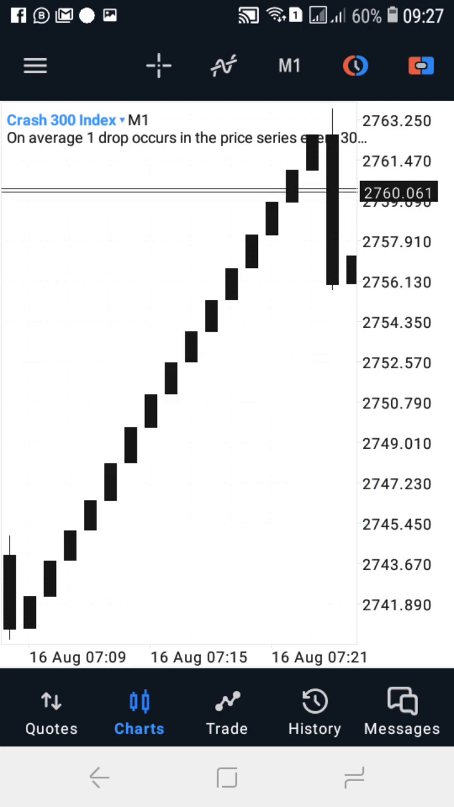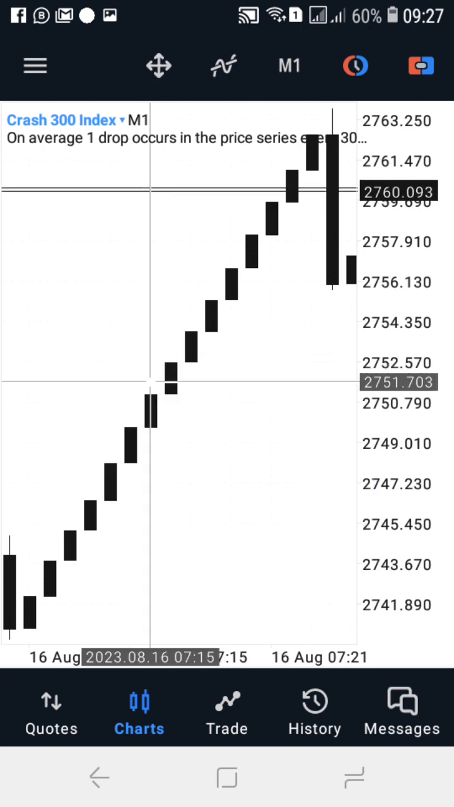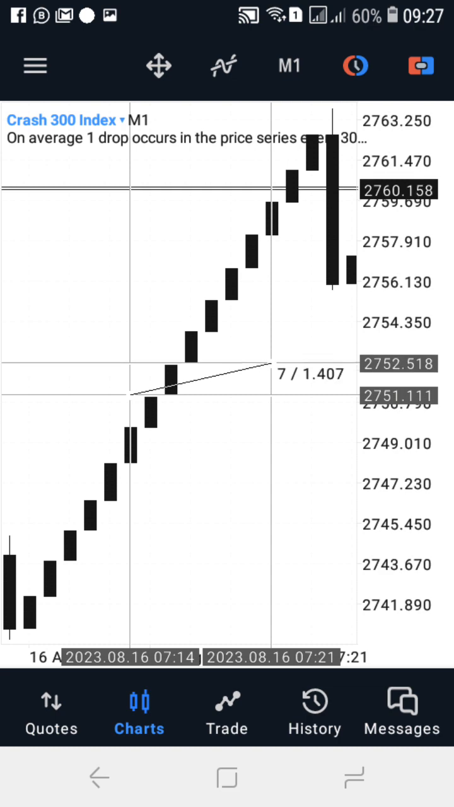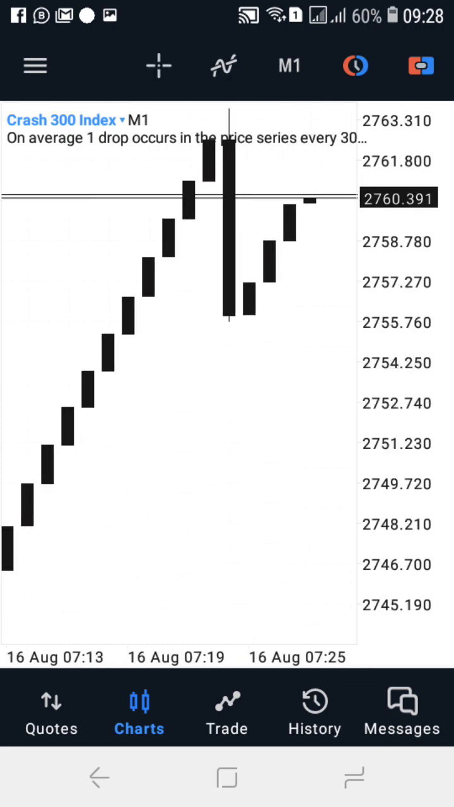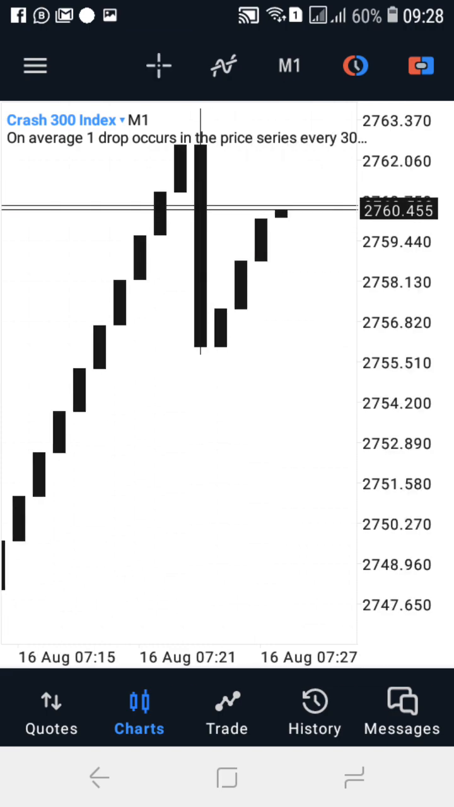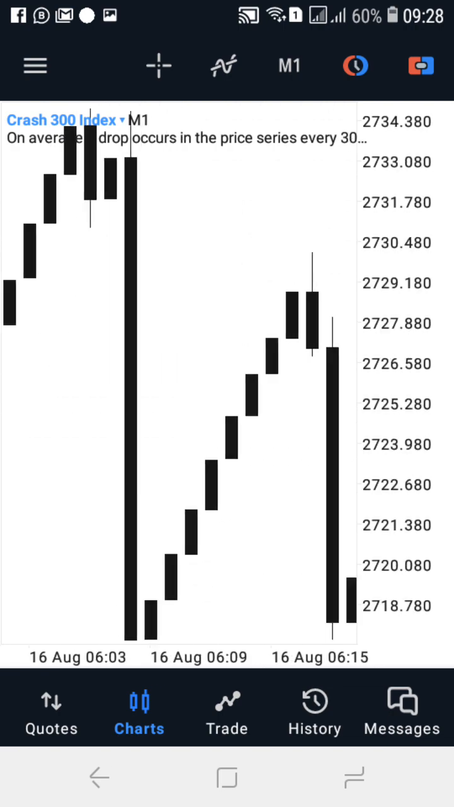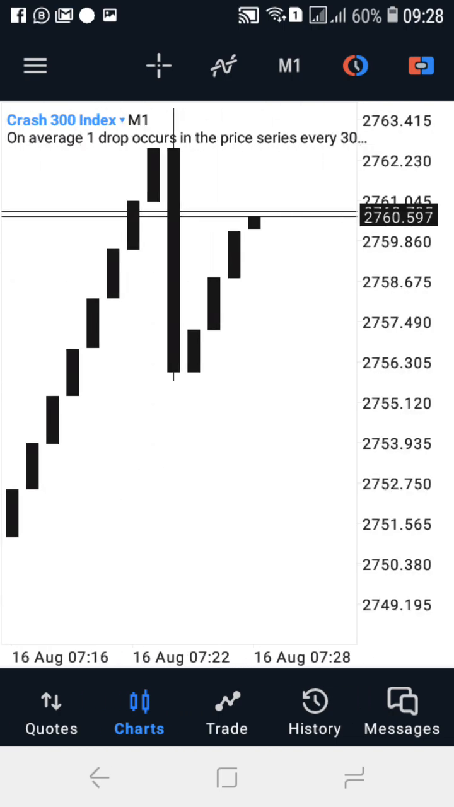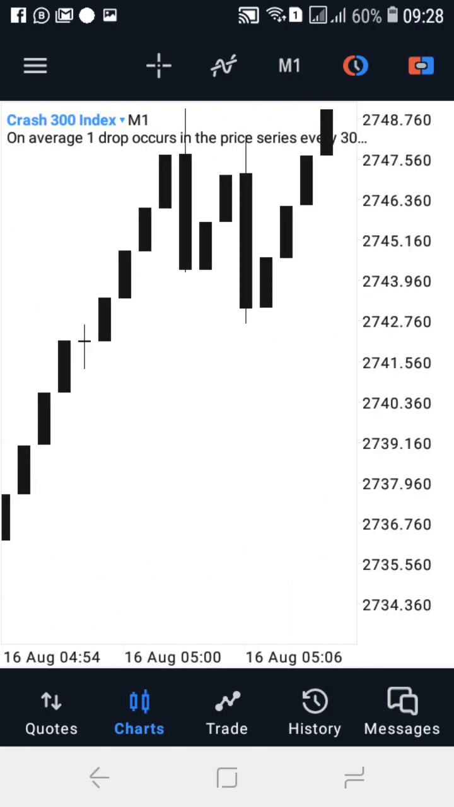Now let's look at this one. The difference is 1.4. But they both move in the 1 minute time frame. They both move in the 1 minute time frame. They look the same. Why is there a difference? What's the difference?